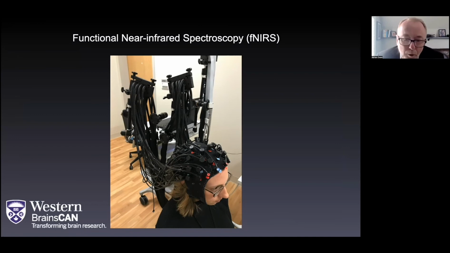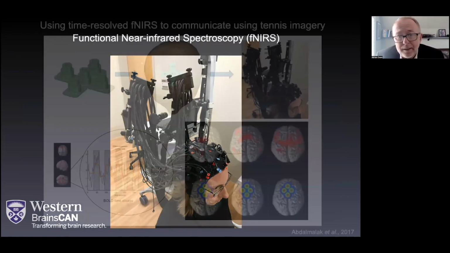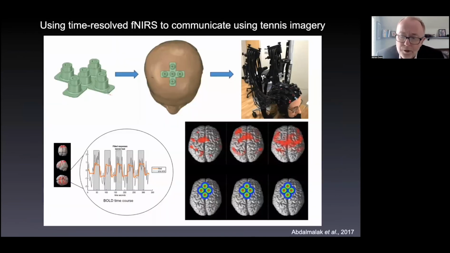As you can see here, this is one of my former graduate students wearing our fNIRS kit. We do whole brain coverage. We're again looking at hemodynamic response as much as you are with fMRI. And as I say, we can take it to the bedside, and it's much safer for the patients. Again, one of my current postdocs, Andrew Abdelmalak, has done a lot of work using time-resolved fNIRS. And he's now seen 3 patients in the ICU with Guillain-Barré syndrome.